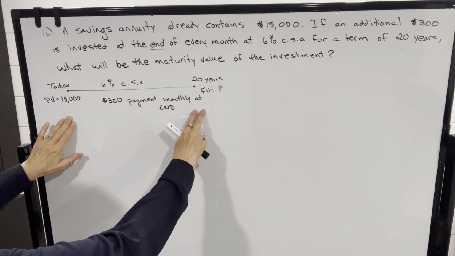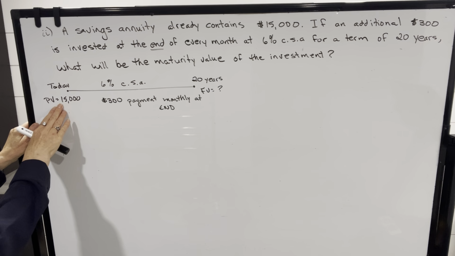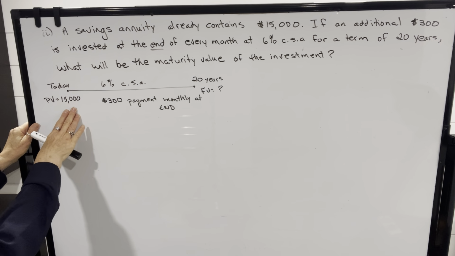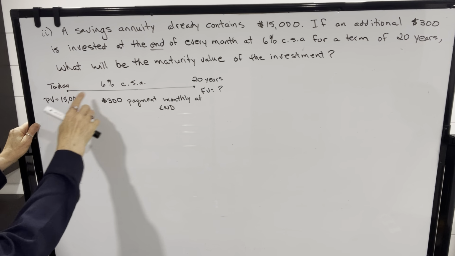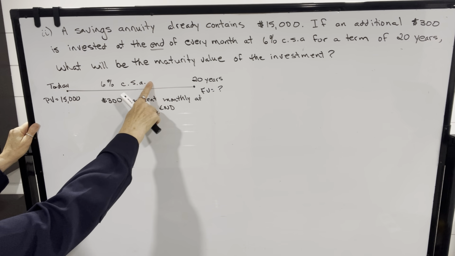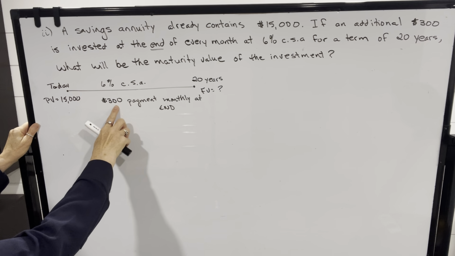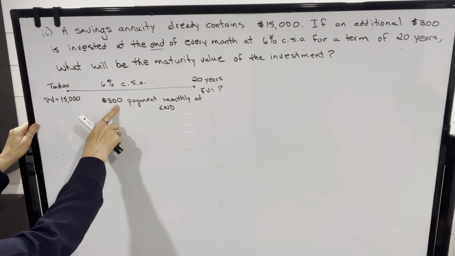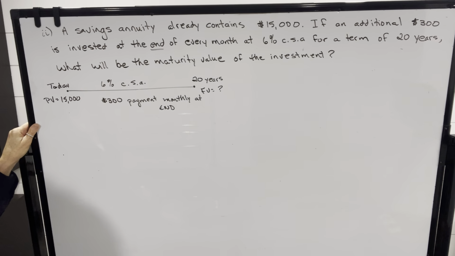I wrote a little timeline. We have a present value in that account of $15,000. Both that and the annuity is earning interest at 6% compounded semi-annually. We're making monthly payments at the end of the month of $300. We want to find the future value.